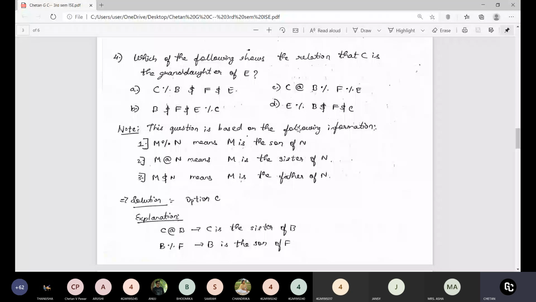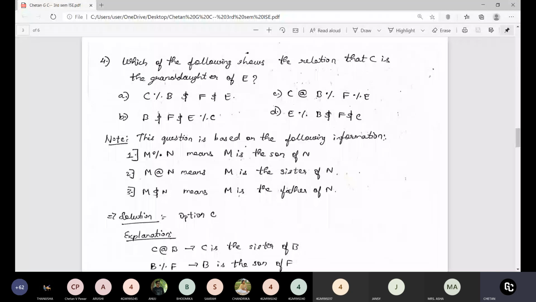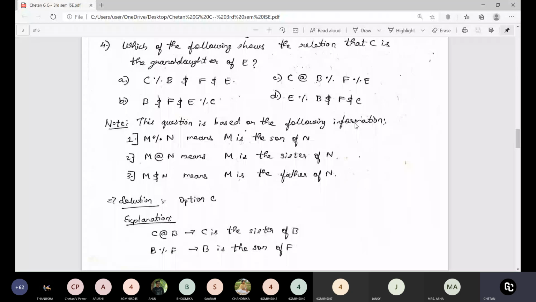That is C at B mod F mod E. C at B means C is the sister of B. B mod F means B is the son of F. If here C is the sister of B and B is the son of F, obviously C and F have some relation.